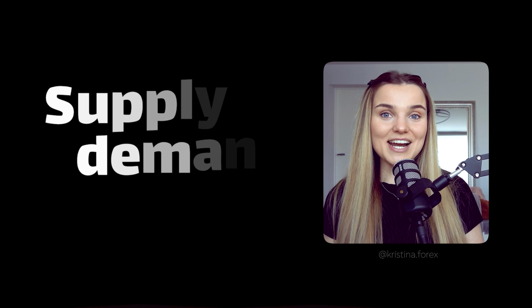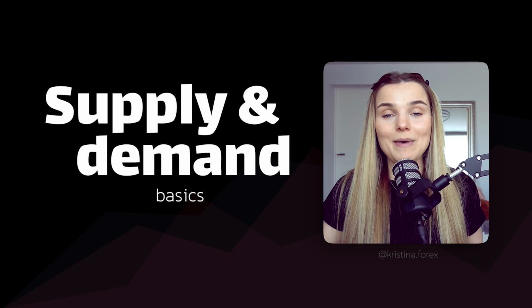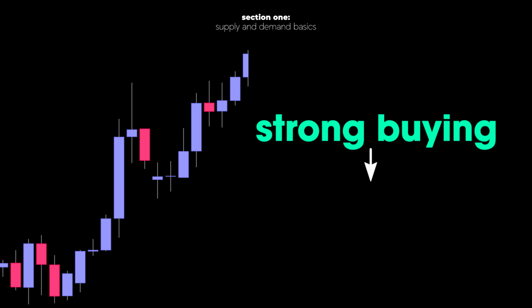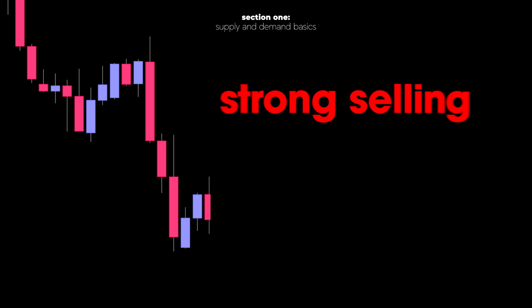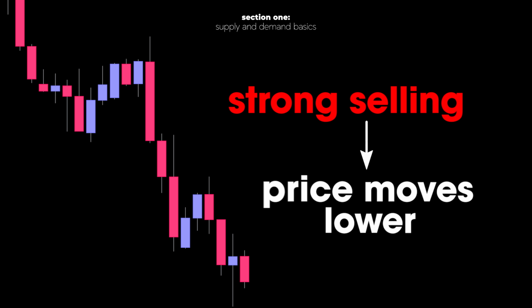So let's actually start with the basics of supply and demand in the Forex market. Supply and demand is pretty much what drives the whole price movement in trading. When there is strong buying, you'll see the price going higher, and when there is strong selling, you'll see the price move lower.